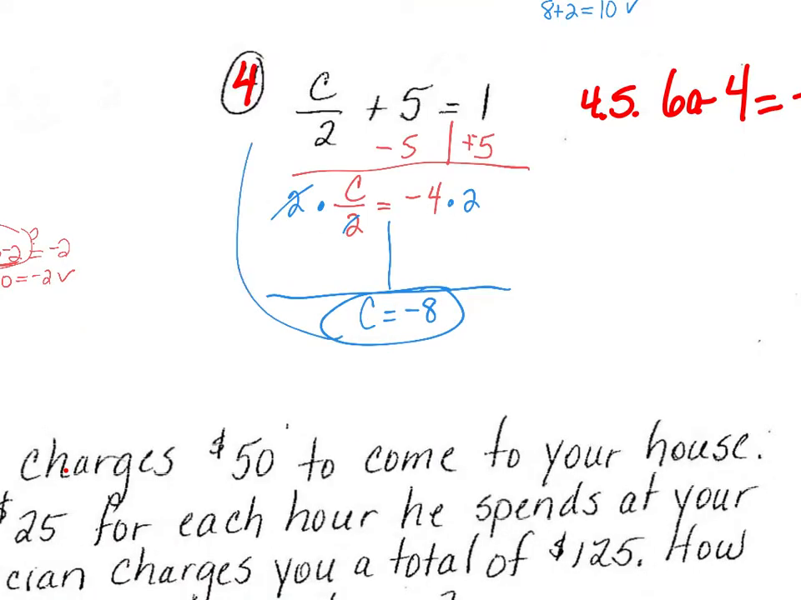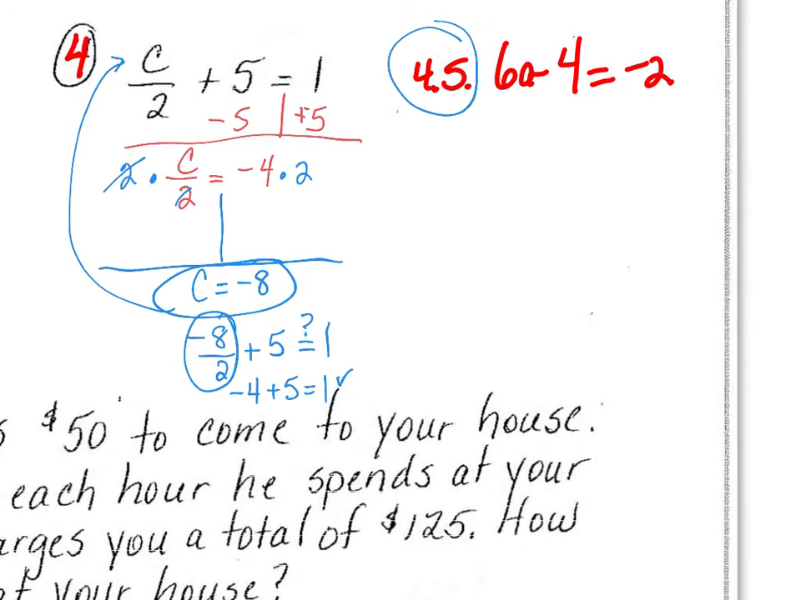My check, I'm going to stick it right back up there in place of c. Negative 8 divided by 2 plus 5. Is that equal to 1? Well, negative 8 divided by 2 is negative 4. Negative 4 plus 5. Is that 1? So it checks.